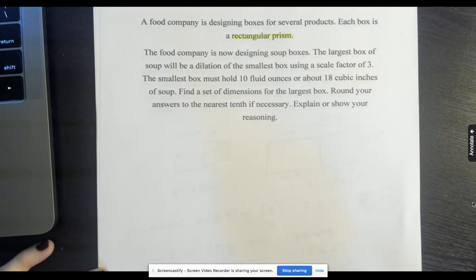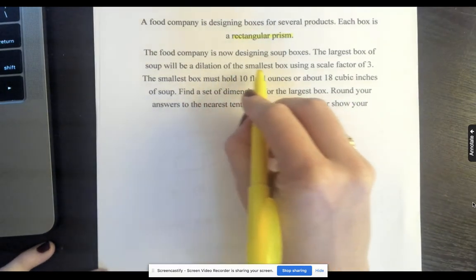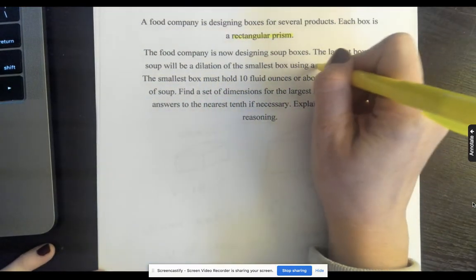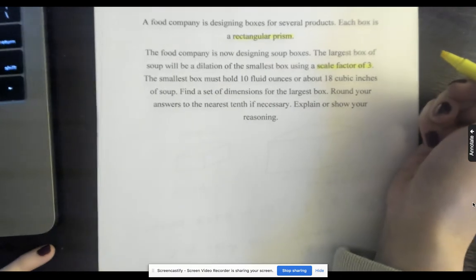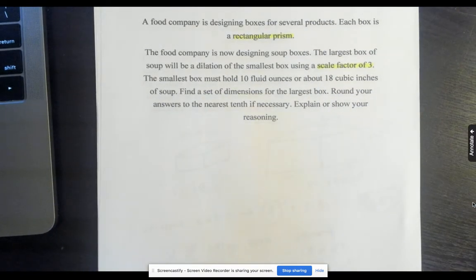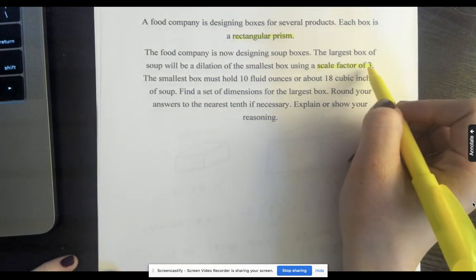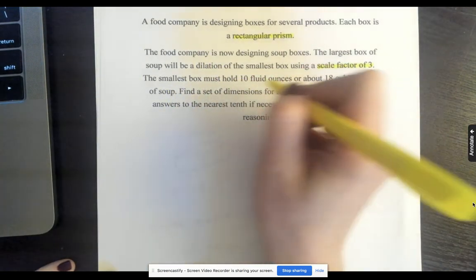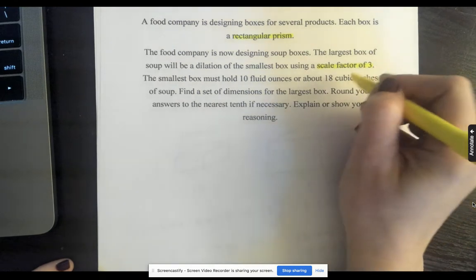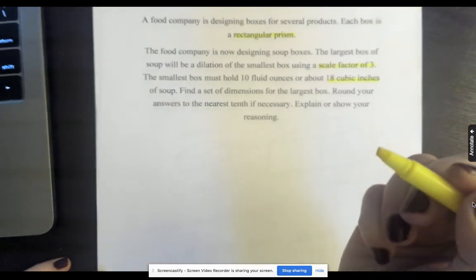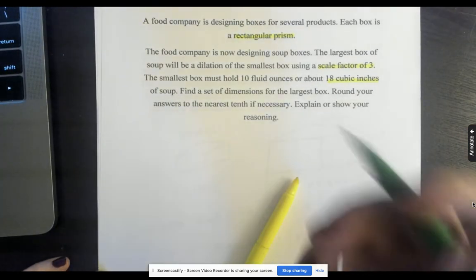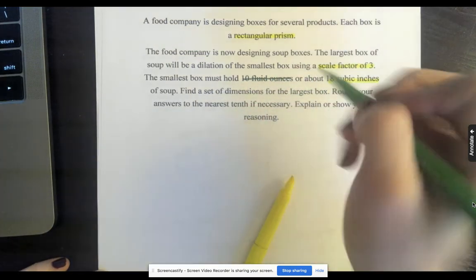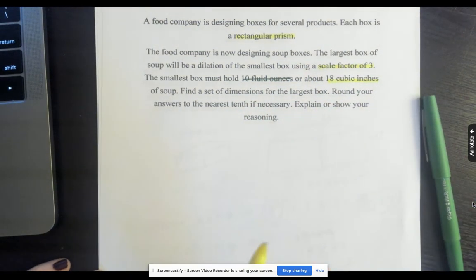All right, the food company is now designing soup boxes. The largest box of soup will be a dilation of the smallest box using a scale factor of 3. Okay, so I've got two boxes. They are similar, meaning they have the same shape, and their scale factor is 3. The smallest box must hold 10 fluid ounces or about 18 cubic inches of soup. Okay, in that sentence, 10 fluid ounces is extra information that I do not need.